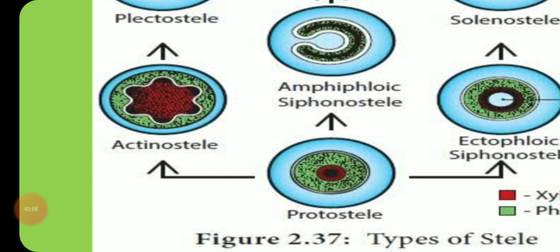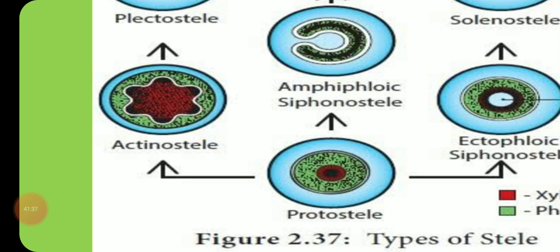Protostele is further classified into 4 types: haplostele, actinostele, plectostele, and mixed protostele. We learn one by one. Haplostele is where the xylem is present in the center, surrounded by phloem. Example, Selaginella.